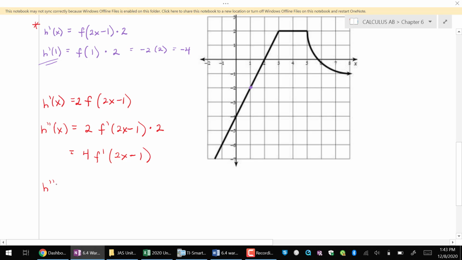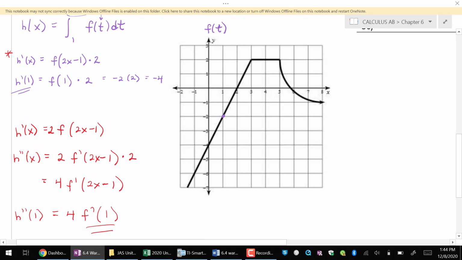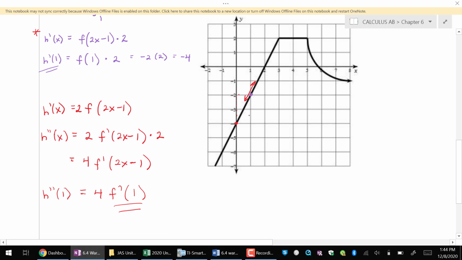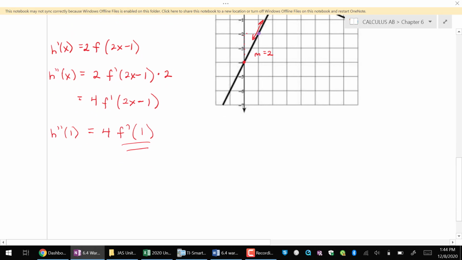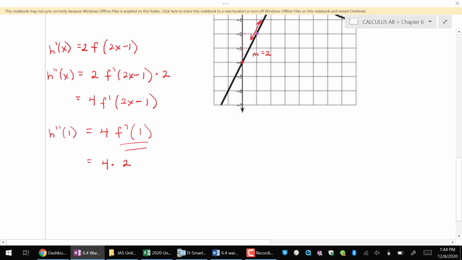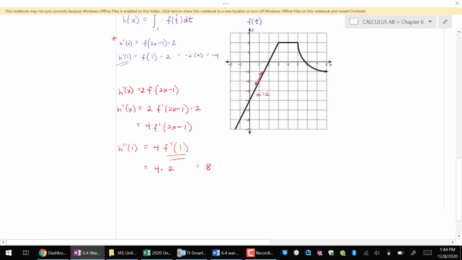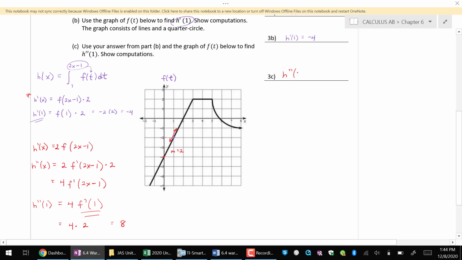And I'm looking for h double prime of 1. So now that I have this reasonably simplified, let's plug in that 1 and see what we have. So 4 times f prime of, again, 2 times 1 is 2, 2 minus 1 is 1. Now where's f prime of 1? I have to be careful here. F prime of 1 is the slope of f, the derivative of f. Here's my picture of f. And at 1, I'm looking at the slope of this line right here. It is piecewise linear, and that slope appears to be, if I compute it, the rise is 2 and the run is 1. So a slope of positive 2 means that my derivative value at 1 is positive 2. So 4 times a slope of positive 2. There's my solution. H double prime of 1 is equal to 8.